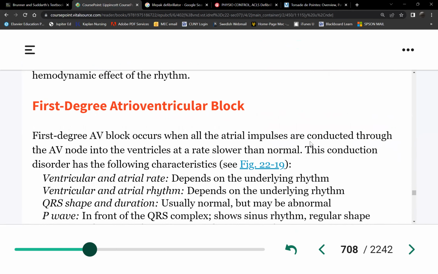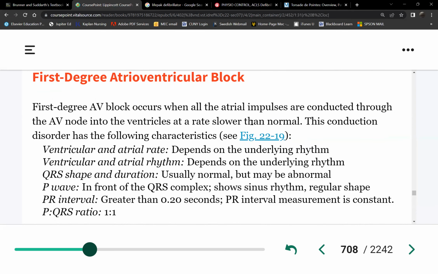Okay, let's do the last three, which are the heart blocks. There are three types of heart blocks. First degree, second degree. No, actually four, sorry, because there are two types of second degree, and then we have third degree heart blocks. Let's get started with first degree.